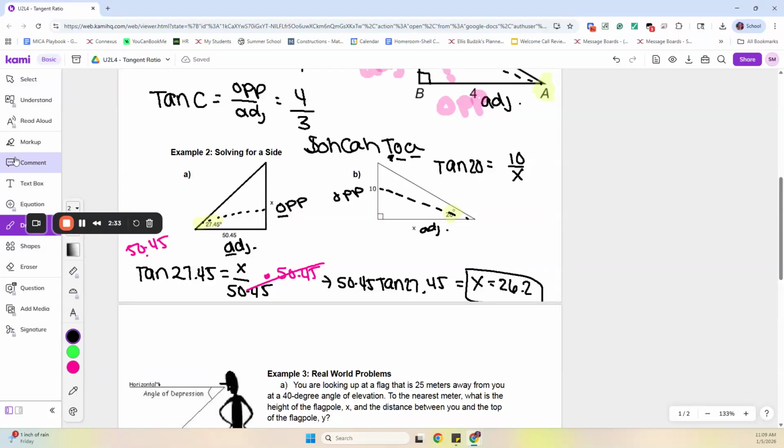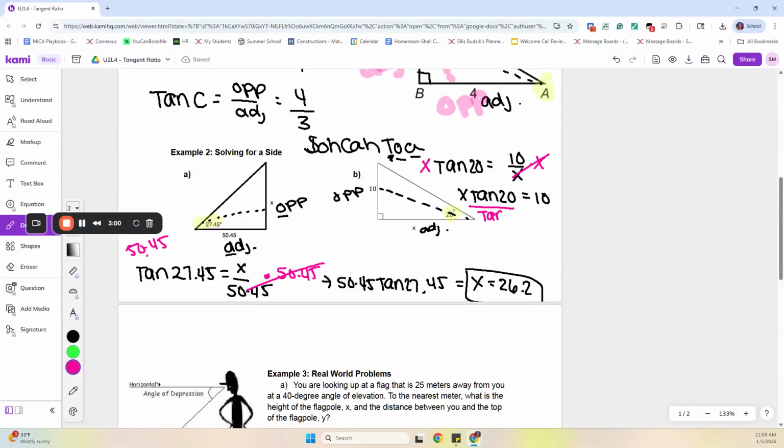Now, I have x in my denominator, but we're still going to multiply by that denominator. So in this case, I'm going to multiply by x, which is a little bit weird, but that's okay. I'm going to multiply by x over here to even it out. Then I have x tan 20 equals 10. Now I still want x by itself, and right now tan 20 is right next to it, so that means the x and the tan 20 are being multiplied.